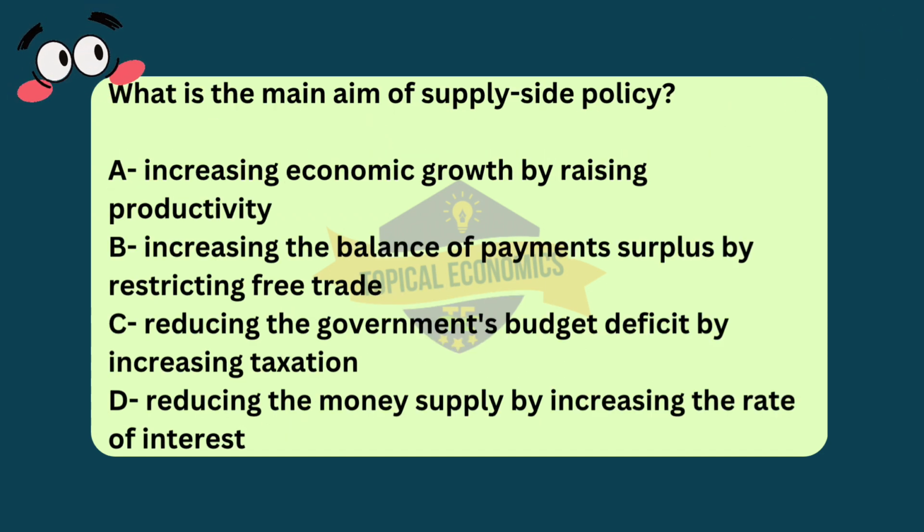Moving to question 10. What is the main aim of supply-side policy? A. Increasing economic growth by raising productivity. B.